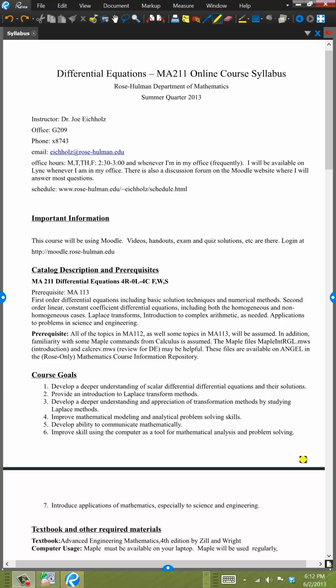I'm Dr. Eichholtz. I'll be your professor for the class, and let's just go through the syllabus briefly and get some ground rules down. There's an addendum to the syllabus that I'll be going through in a separate video, and that is specifically for online related things. This syllabus has most of the things related to online in it, but there's a few things that I'll go through later.